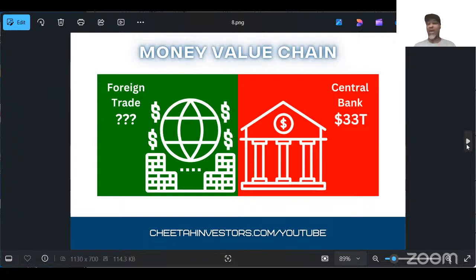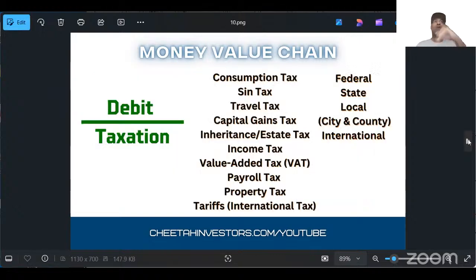But here's the takeaway. The takeaway is taxation. That's what's paying for the deficit. So let's go through all the different categories of taxation. These are just the categories, guys. Inside of these categories are all the different hundreds of ways that we're being taxed.